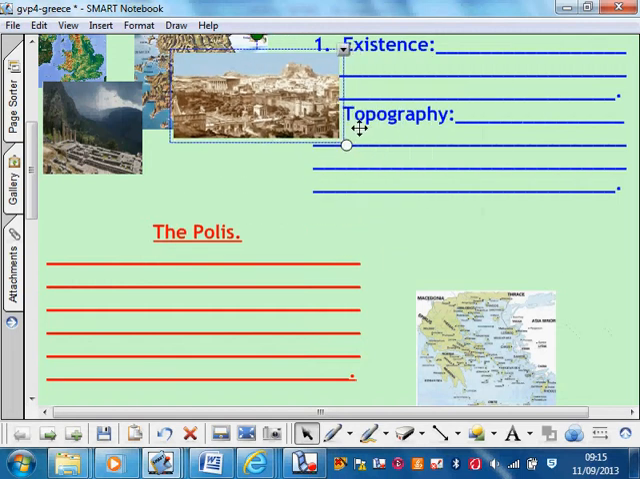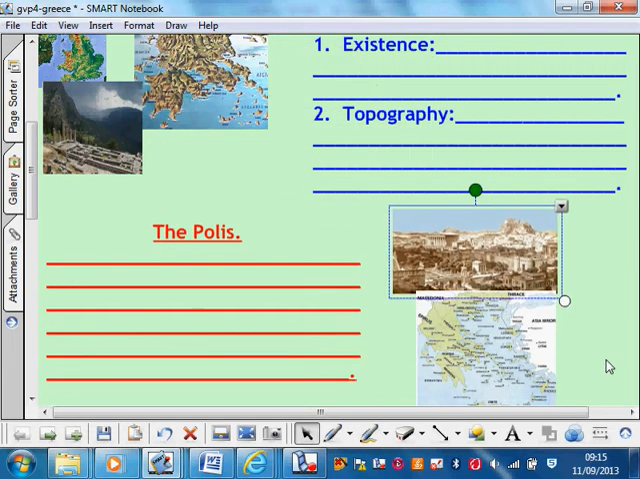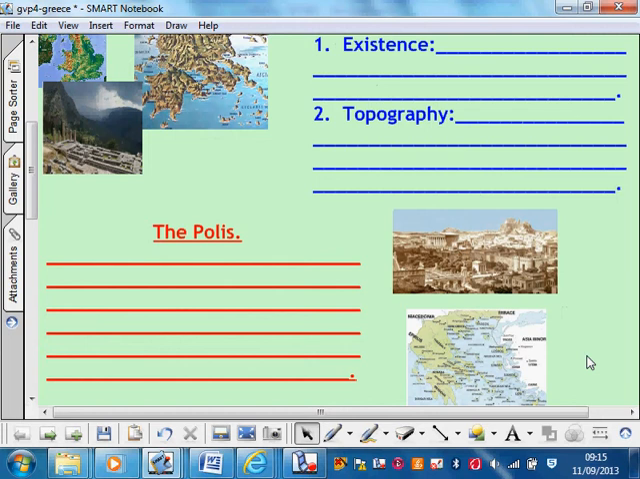And these polis are not that large. Maybe between 20 and 30,000 people, about the size of New Addington. Yeah. But they have their own government, their own laws, they run themselves. Yeah. So one polis can't tell another one what to do. And there's no kings in any of these.